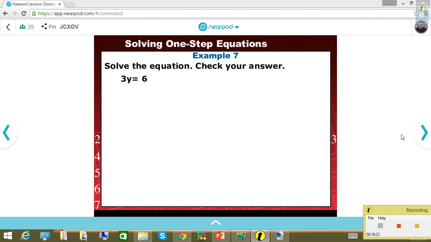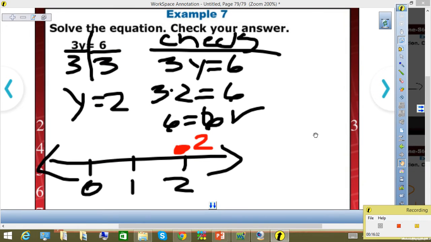Okay. You're almost done. I'm going to send you the screen so you can write it on your iPad and send me your answer. Here we go. Okay, correct answer for example number 7. Let's see. Y equals 2. Hands if you got that. Very good. Is the check correct? Yes. How about the plot? Yes. Looks good, right? All right, let's move on.